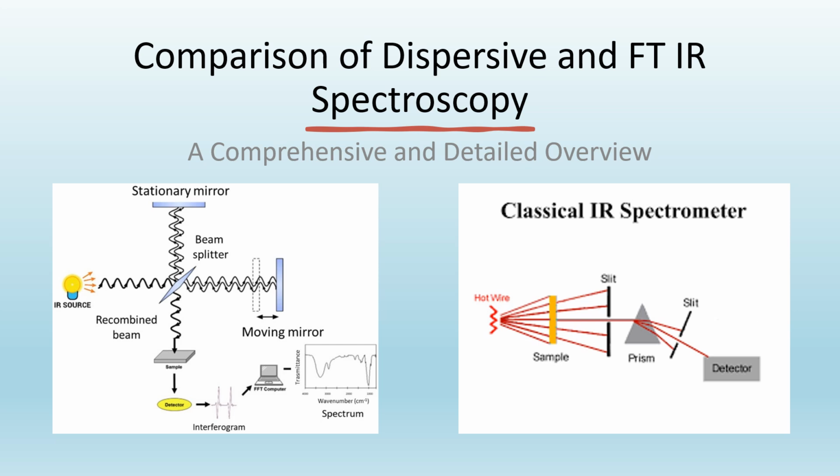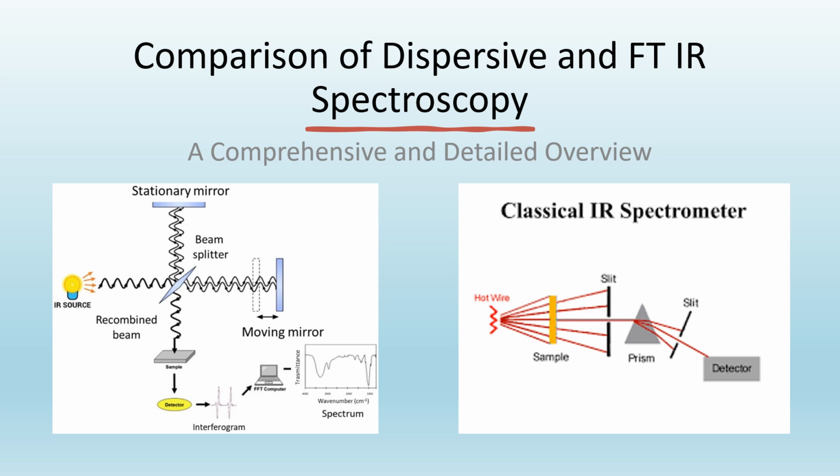Today, we'll dive deep into the two main types of IR spectroscopy, dispersive IR and FTIR. By the end of this video, you'll understand their principles, advantages, limitations, and where each technique shines.